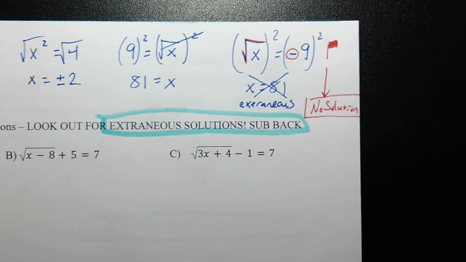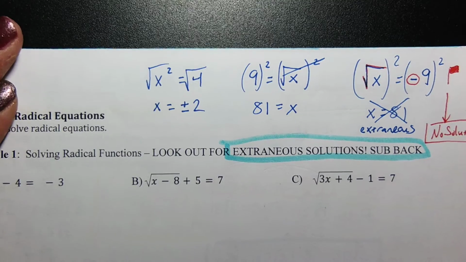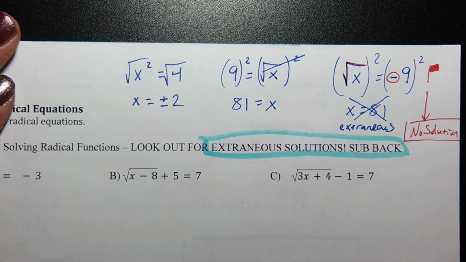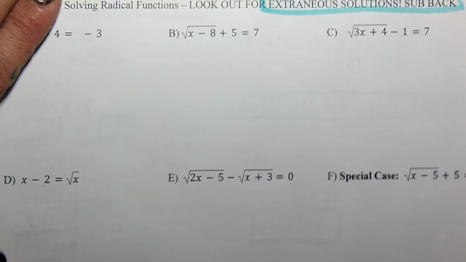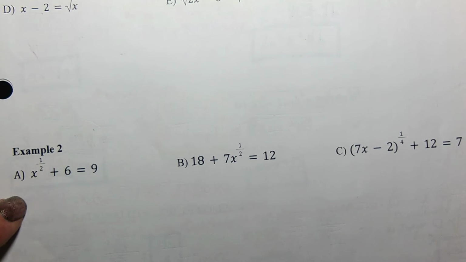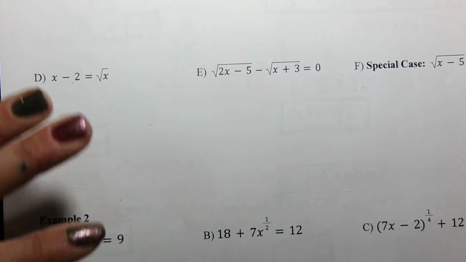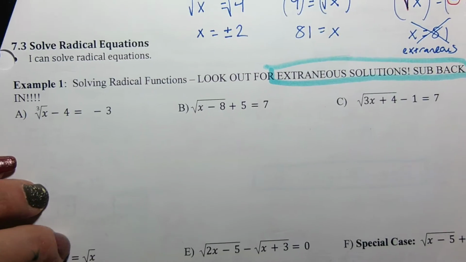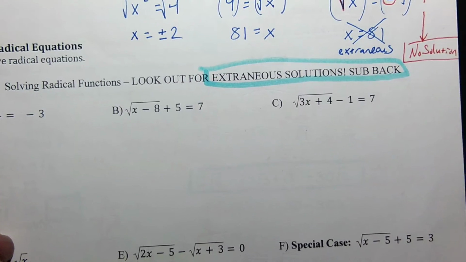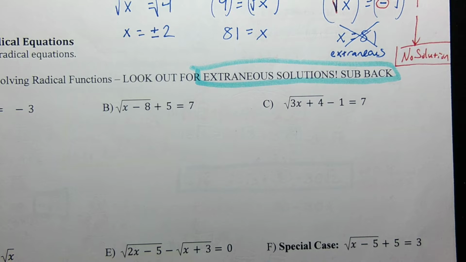So that's basically what we're going to be doing here: to get rid of a square root, we square both sides. To get rid of a cube root, we cube both sides. To handle these fractional powers, they're a little bit grosser, and we're going to wait for those until tomorrow. So let's go ahead and just take a look at problem B. We'll start with problem B first.